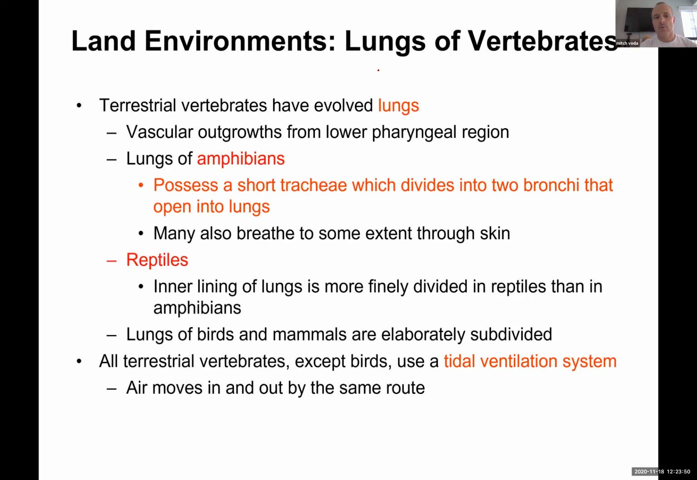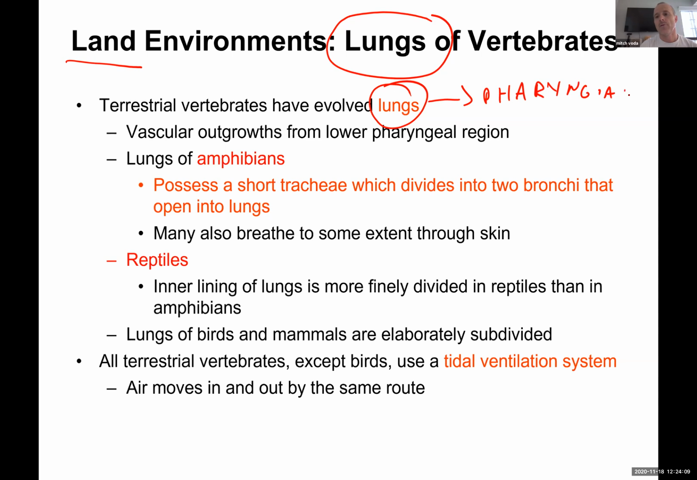Now, as you go to more advanced land organisms, they develop the structure that we also have, which are called lungs. Interestingly, it's believed that lungs evolved from the pharyngeal region, from the pharynx, or the lower pharyngeal region, the region right there.